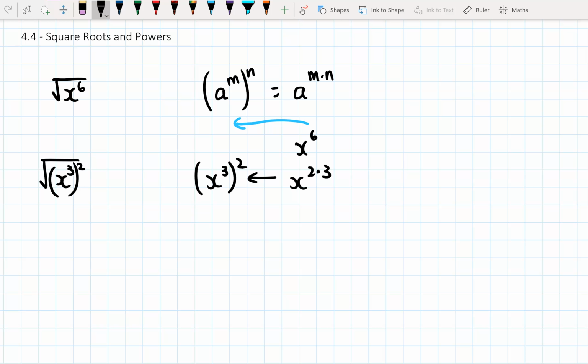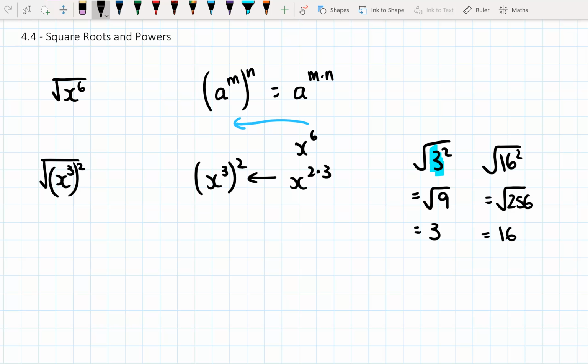And you guys know the square root of something squared. If we have the square root of 3 squared, that's the square root of 9, which is just 3, and we had that 3 in the beginning. If we asked you for the square root of 16 squared, that's the same as the square root of 256, which is just 16, and that's what we had in the beginning. So if we have the square root of x cubed squared, then this is the same as just x cubed. This is what we're doing with these ones.